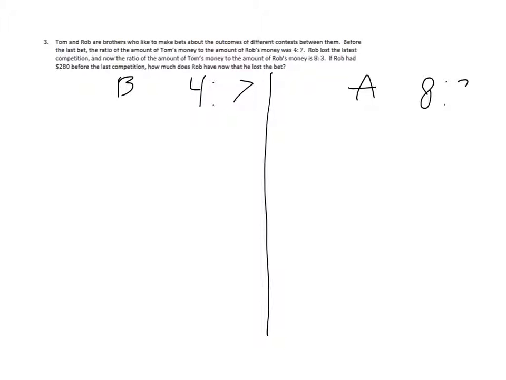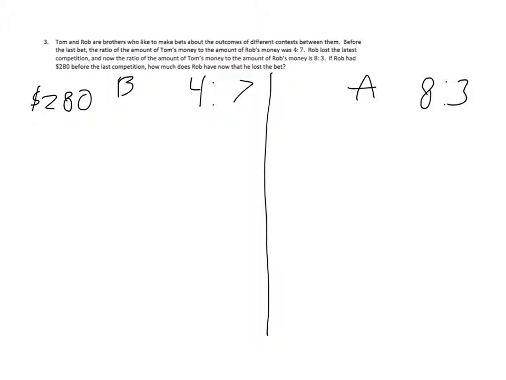Well, again, we have a lot of information, so let's split it up. There's two sections. There's before the bet, which we'll label with B, and after the bet, which we'll label with A. Okay, now the ratio before was 4-7, and the ratio after was 8-3. Now just like in the last problems, we have one extra piece of information here to help us figure it out, and this time it is how much money Rob had before the last competition, so before here. And so that's where he had the $280.